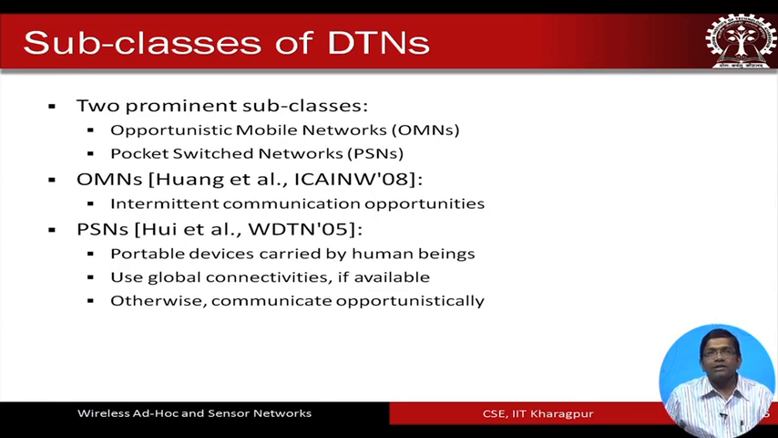In these pocket switched networks, global connectivity is used if it is available. Otherwise, these nodes communicate opportunistically. So, it is not that PSNs have a very distinct identity or very sharp differences from OMNs. Many of the properties of PSNs have been borrowed from OMNs, and so there are lots of overlapping properties of OMNs and PSNs.